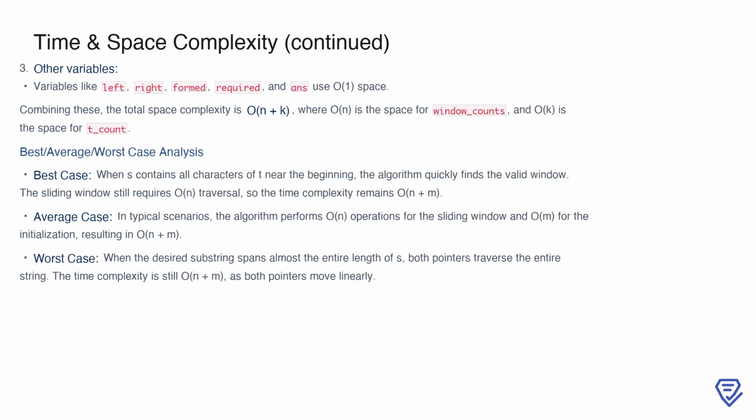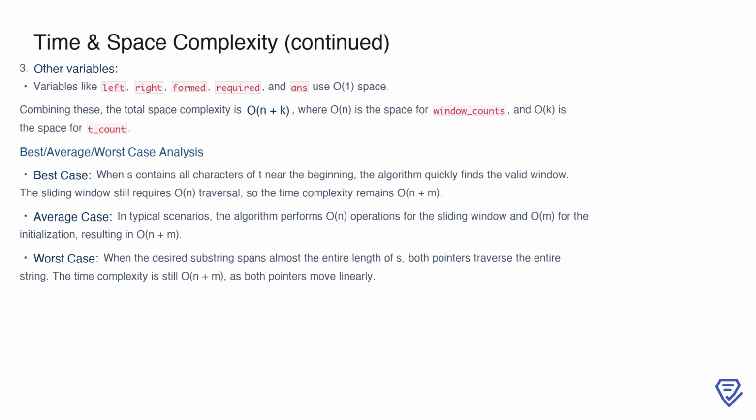Additionally, we use a few variables like left, right, formed, required, and ans. These are simple scalar values, so they only consume O(1) space. When we combine all these factors, the total space complexity becomes O(n) plus k. The O(n) comes from the space needed for the window_counts dictionary, and the O(k) comes from the counter object for T. To better understand performance, we can look at the best, average, and worst case scenarios.